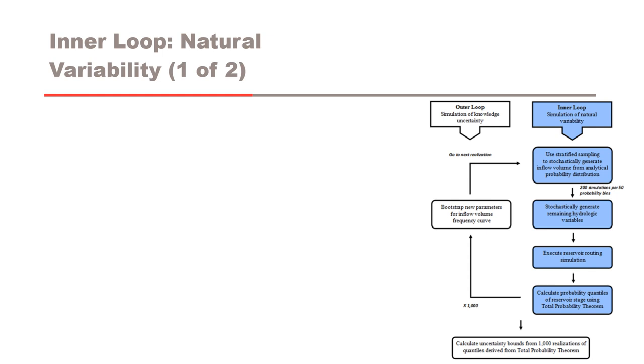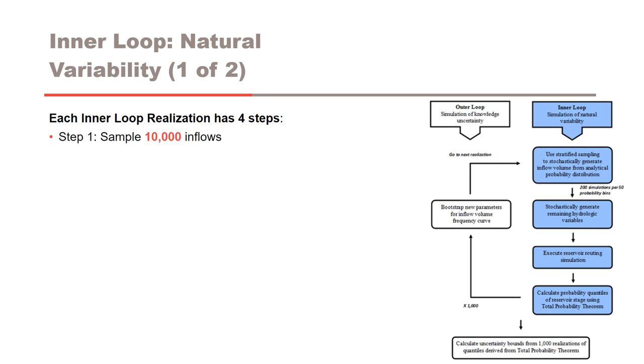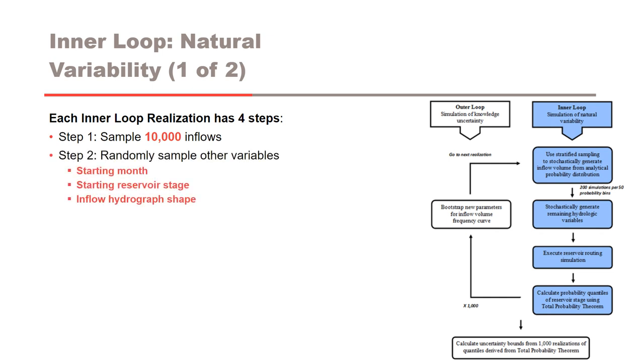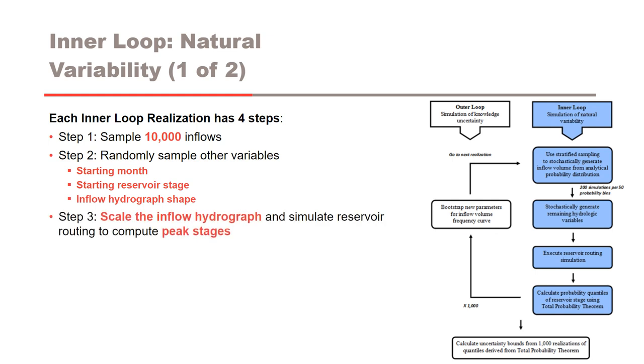The inner loop procedure simulates natural variability uncertainty in flood events. For each of those new, bootstrapped inflow volume frequency curves developed in the outer loop, an inner loop realization is run. The inner loop includes four steps. Use stratified sampling to get 10,000 inflows. For each sample, randomly sample other hydrologic variables including the starting month, starting reservoir stage, and inflow hydrograph shape. Scale the inflow hydrograph to the sample volume and simulate reservoir routing to compute a peak stage for each inflow.